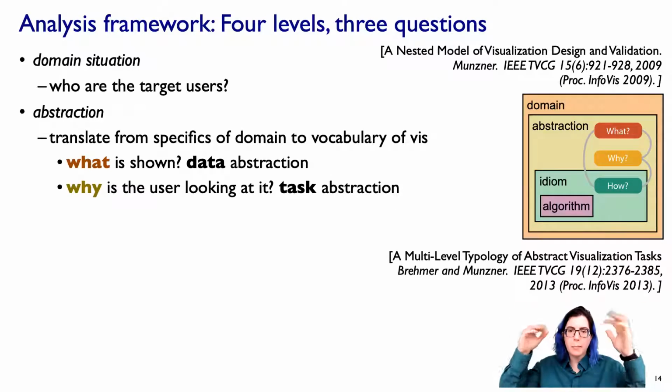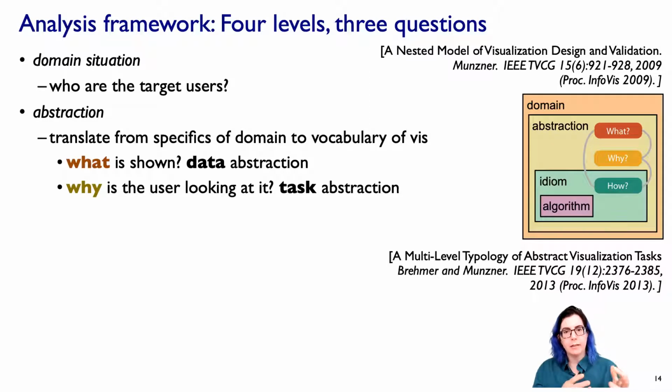We have to go from the domain level to the abstraction level, because what we want to do is translate from domain-specific language to a more generic language that lets us reason about visualization. And this vocabulary of viz might help us see that there could be commonalities between people in 2 completely different domains, like finance and astrophysics. Maybe even though they use really different language for what they're talking about, maybe they're fundamentally doing the same thing from a visualization point of view.